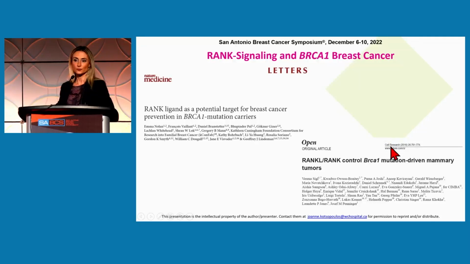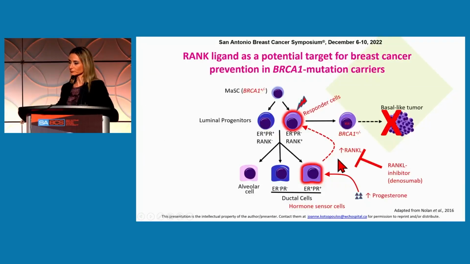And for any of you who may recall, about 5 years ago, there were 2 independent teams that showed in elegant mouse models and experimental models that if we inhibited this RANK pathway, we could prevent BRCA1 mammary tumorigenesis in the mouse model. And using different techniques, whether it was genetic inactivation or pharmacologic inhibition of this pathway, it prevented BRCA tumors in the mouse model. And so this comes from one of these papers.